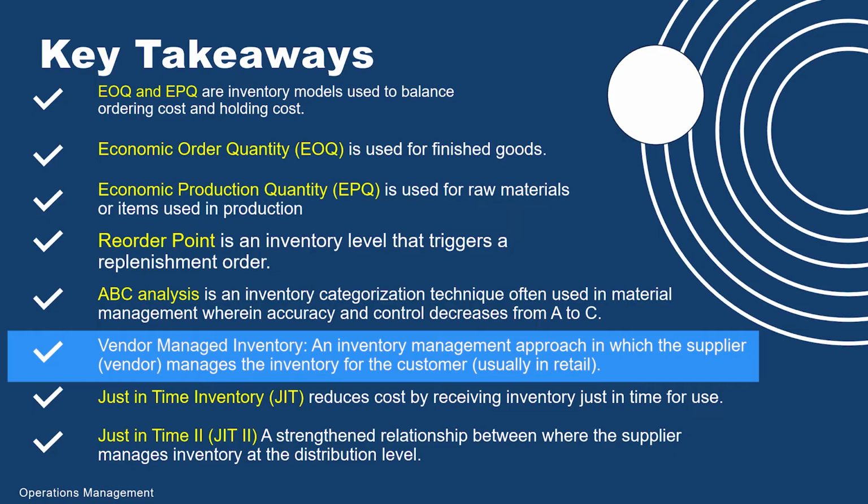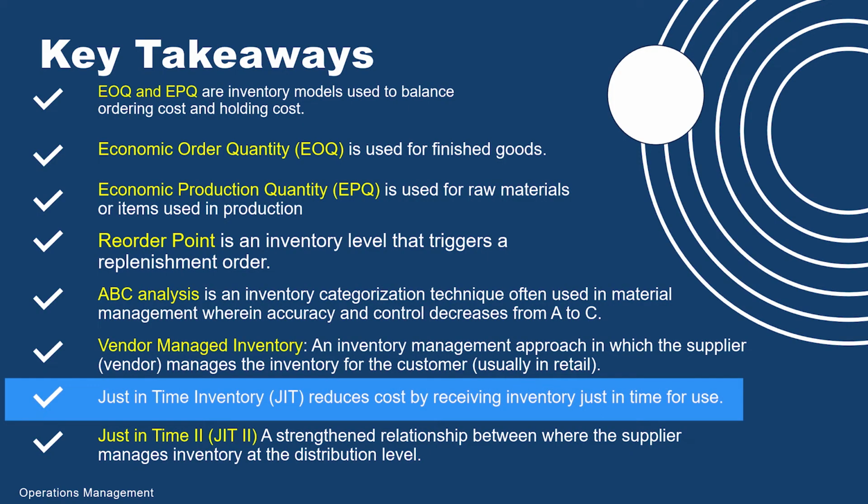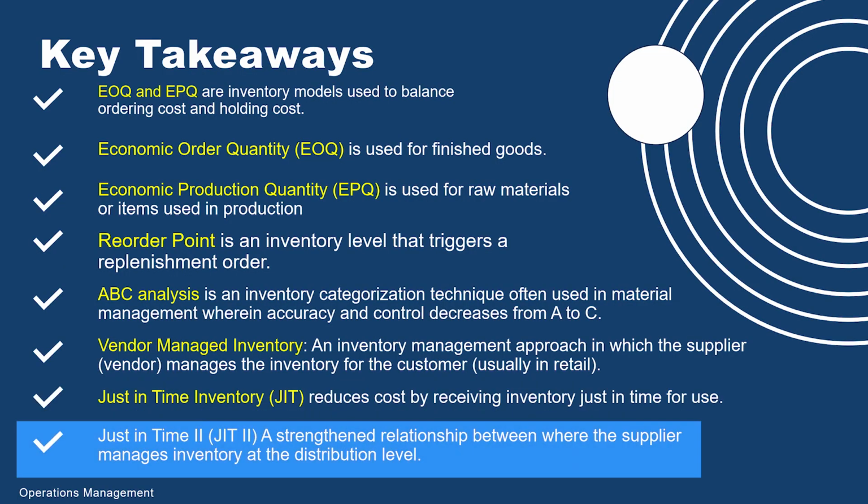And then vendor managed inventory is when you have the supplier or vendor manage the inventory on behalf of the customer. And again, in this case, this is business to business. And the only thing the customer has to do is share their point of sales data with that supplier so that they'll know what the replenishment levels should be. And then we have just in time. Just in time is simply receiving inventory just in time to be shipped to the customer or received just in time to be used in production. Just in time two, a concept that is beyond the scope of just in time, where the relationship is strengthened between the customer and the supplier.